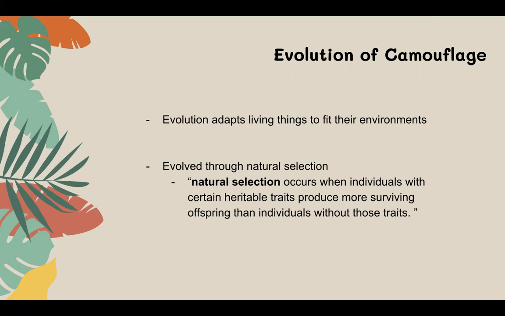Through the years, camouflage evolved through natural selection. From the textbook, natural selection occurs when individuals with certain heritable traits produce more surviving offspring than individuals without these traits. Since camouflage can prevent themselves from danger, which leads to a greater number of surviving offspring, it can prove that camouflage actually can be a key example of natural selection.